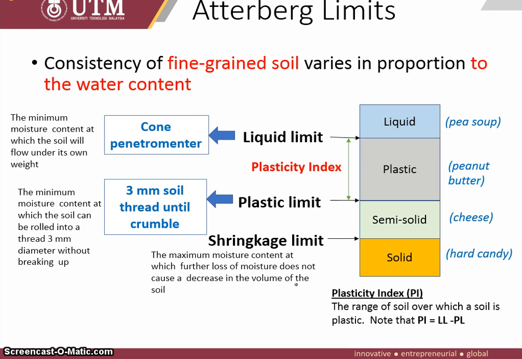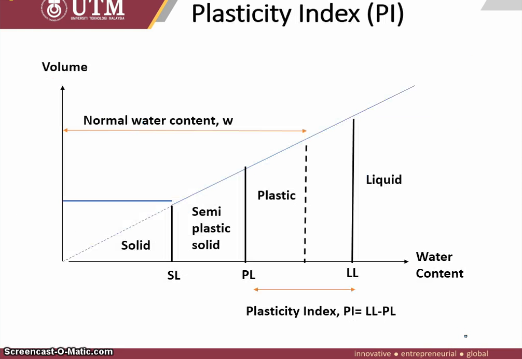From the liquid limit and plastic limit, we can identify the plasticity index, or shortened as PI. Note that the PI is the liquid limit, the bigger value of the moisture, minus the lower value of the moisture, the plastic limit.